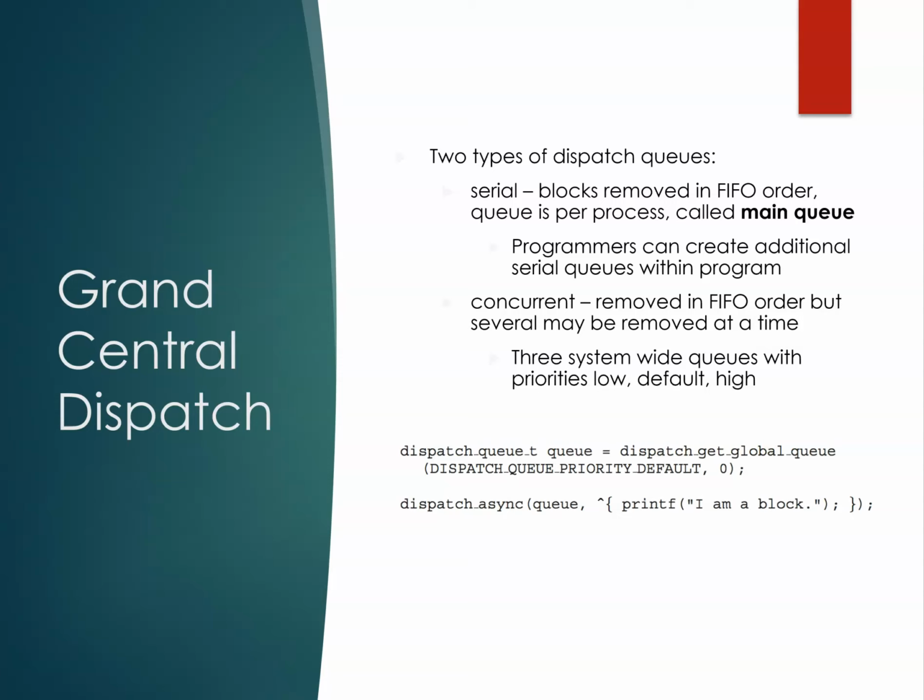There are two types of dispatch queues. Serial: blocks are removed in first in, first out order. It's called a main queue. And programmers can create additional serial queues. Concurrent: removed in FIFO order, but several may be removed at a time. There are three system-wide queues with low, default, and high priority. So we get a global queue, and then we dispatch onto the queue this method or this code.